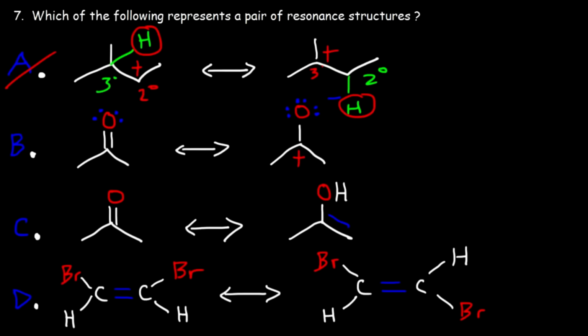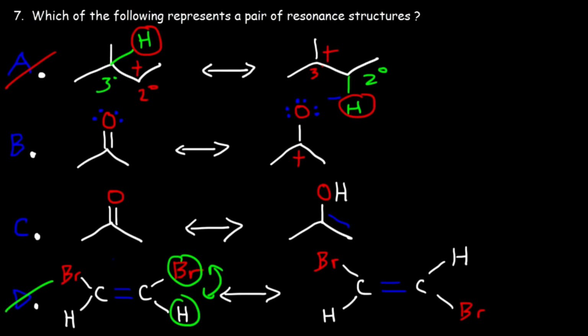Now looking at D, we could see that the location of the bromine atom and the hydrogen atom were reversed. So anytime you're moving around atoms, it will not be a resonance structure. So D can be eliminated. In fact, these are basically cis and trans isomers.